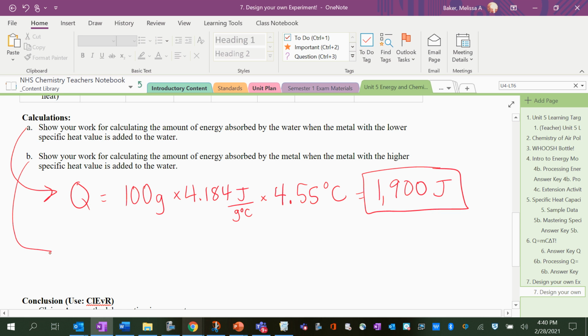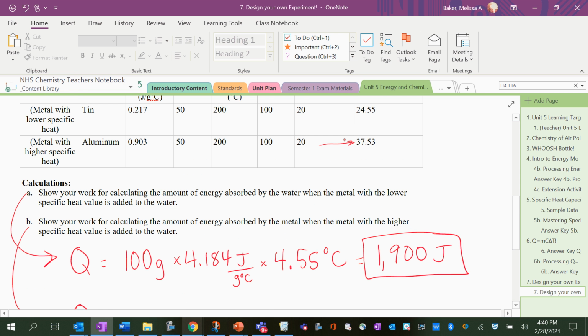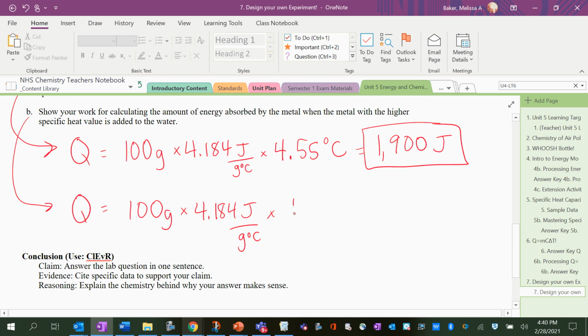And then let's do the same calculation. It's still a mass of 100 grams of water. The specific heat of water never changes. But this time, the temperature went up from 20 to 37. That's 17.53 degrees Celsius. So 100 times 4.184 times 17.53. That's 7,335 joules.